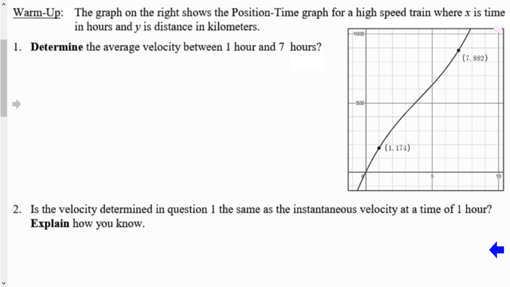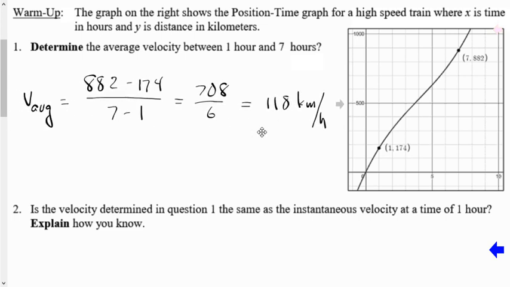We're asked to determine the average velocity between 1 hour and 7 hours. So we can see this on the graph. We have these 2 points. To calculate the average velocity, we will be using that slope formula. So we can do the change in y over the change in x, and we get 118 kilometers per hour. If I was to draw a line that connected those 2 points together, this is what it would look like. And so the slope of this line will be 118 kilometers per hour.